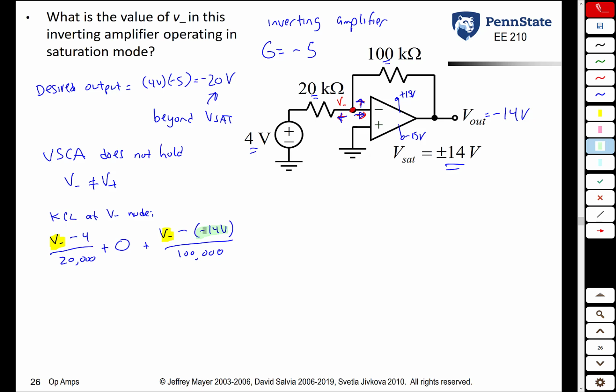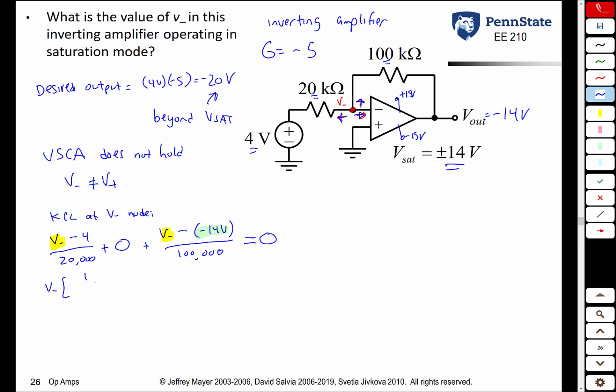We set it equal to V plus, or 0 volts, and we solved for V out. In saturation, it's the other way around. We know V out, and we're solving for V minus. Anyway, to complete the equation, the sum of those currents has to be 0. We can now solve for V minus. Let's factor out the V minus.